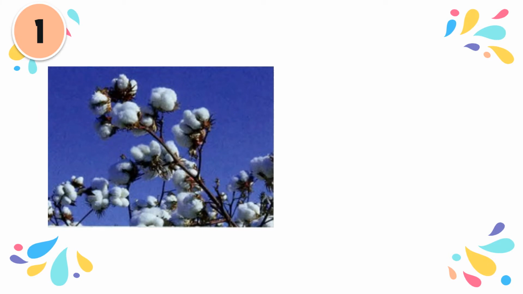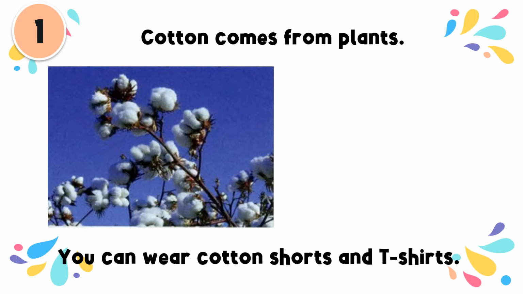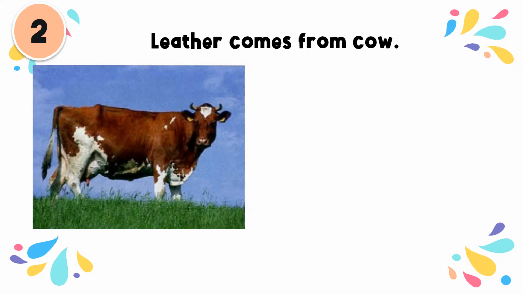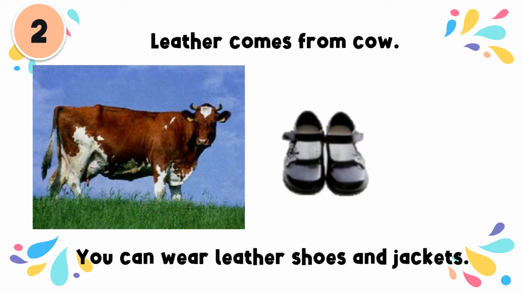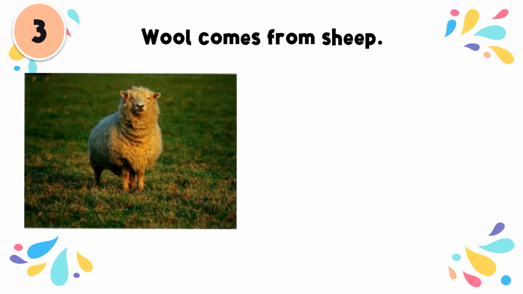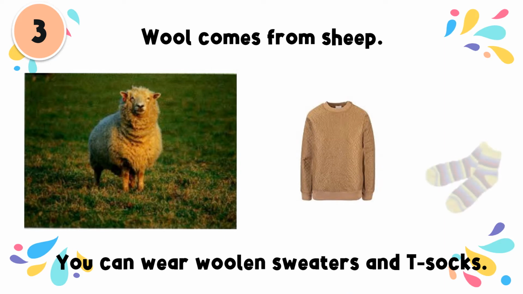Okay, so for number one, can you see what picture is this? Yes, correct. This is a plant that produces cotton. So let's see. Cotton comes from plants. You can wear cotton shorts and t-shirts. Number two, leather comes from cow. You can wear leather shoes and jackets. Kulit datang daripada lembu. Number three, wool comes from sheep. Bulu datang daripada biri-biri. You can wear woolen sweaters and socks.